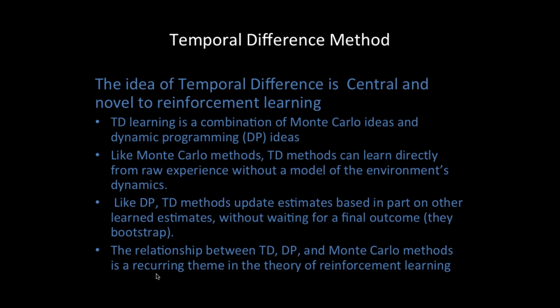This is the second part, temporal learning. This is the idea of temporal learning. This is another type of policy, but these are all interrelated. Like you see here, this is a combination of Monte Carlo and dynamic programming. Like Monte Carlo, TD can learn directly from raw data, which is a very important thing. You don't require a model of the system. And like DP, it updates estimates based in part on other learned estimates, without waiting for the final outcome.